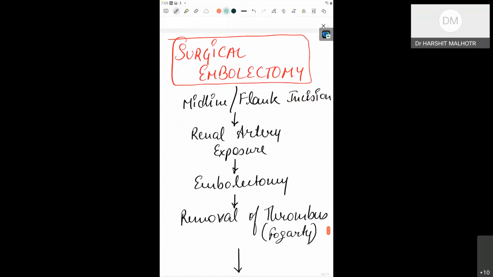Now, when to do and how to do surgical embolectomies. Surgical embolectomies are done in a renal artery embolism causing renal artery ischemia, through a midline or a flank incision. Renal artery exposure is done like in any other embolic event. Embolectomy is performed, and removal of thrombus is done using some fine forceps and Fogarty's.